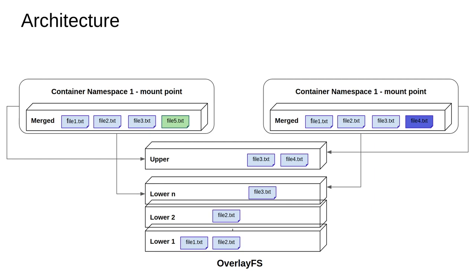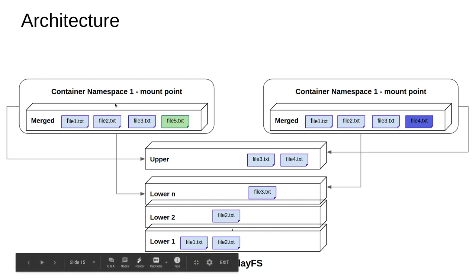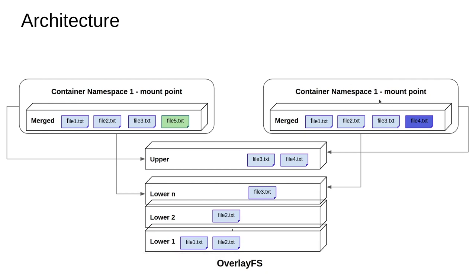Now let's get into a little more discussion over this, because this might be a bit confusing at first. So let's say you have an Nginx image, and you have created a container. So user one has created a container here, and user two has created a container here. Now user one has created a new file called file5.txt here, and user two has edited the file called file4.txt.